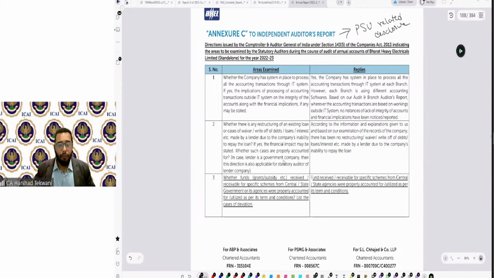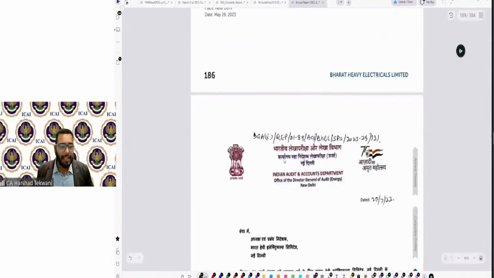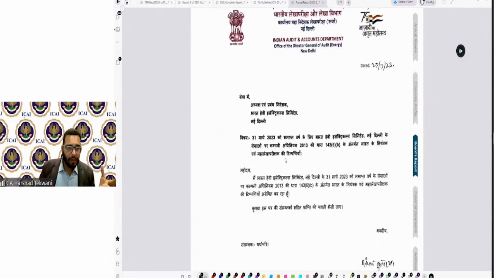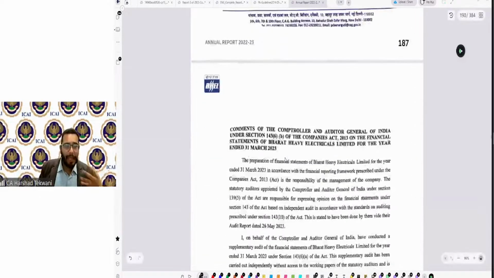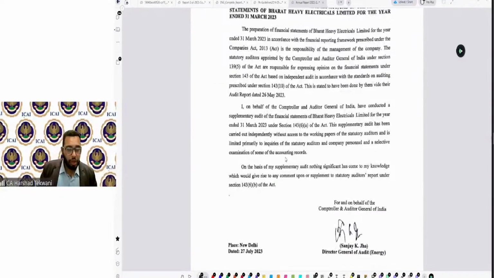Once this report is submitted to the CAG, CAG then evaluates the report, and they comment as per section 143(6) whether any supplementary audit is required or not. If you see over here, on the basis of the supplementary audit, nothing significant has come to my knowledge which would give rise to any comment or supplement to the statutory auditor's report under section 143(6)(b) of the Act.